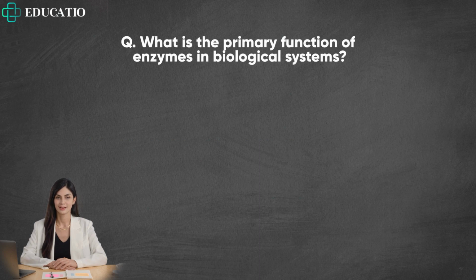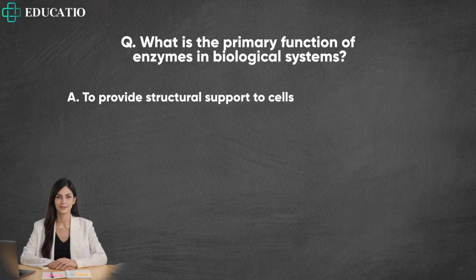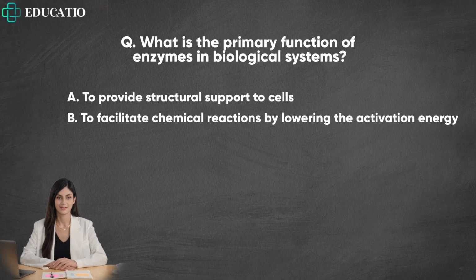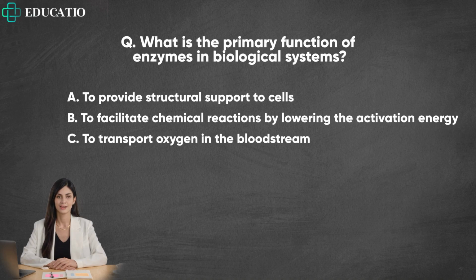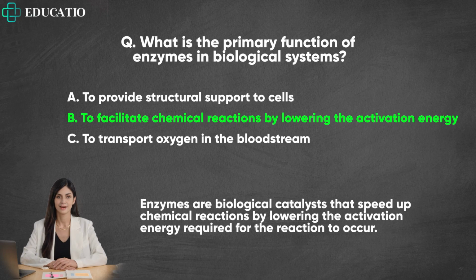Question: what is the primary function of enzymes in biological systems? A. To provide structural support to cells. B. To facilitate chemical reactions by lowering the activation energy. C. To transport oxygen in the bloodstream. Answer: B. To facilitate chemical reactions by lowering the activation energy. Explanation: enzymes are biological catalysts that speed up chemical reactions by lowering the activation energy required for the reaction to occur.